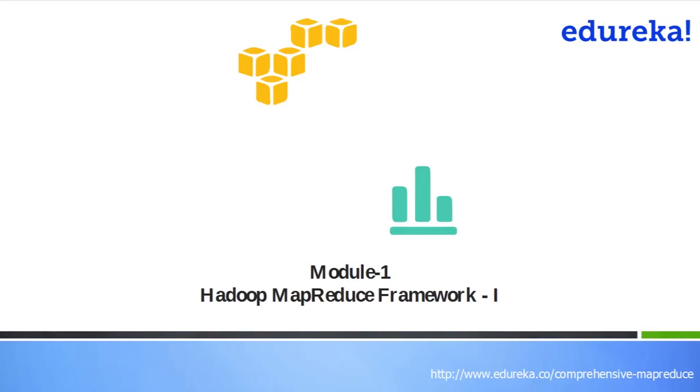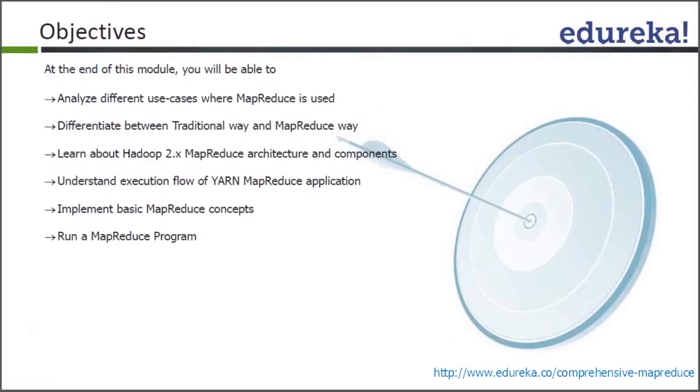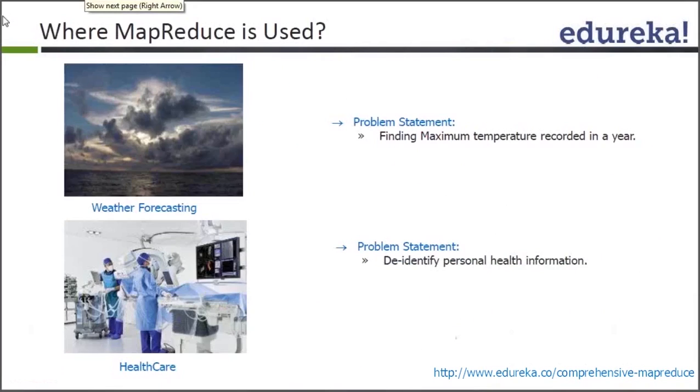So we are going to start with our MapReduce now. In this module, we will talk about what all are the use cases where MapReduce is used. What is the difference between the traditional way of computing and how does MapReduce change the paradigm? Look at the Hadoop 2.x MapReduce architecture and the components, understand the flow of your MapReduce execution, implement the basic concepts and run a MapReduce program. So let's start with MapReduce.